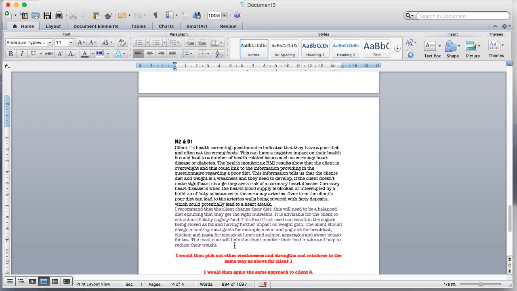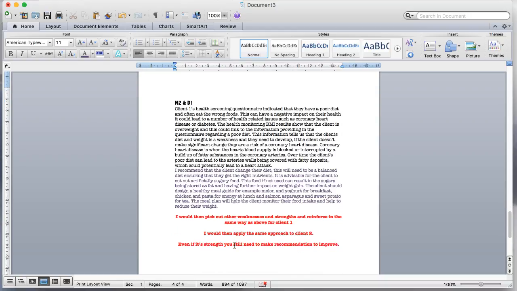Okay, I've only done one there for client 1, and I'd expect you to do sort of 4 to 5 per client. So I've done 1 for client 1, I need to do an additional 4, and then I also need to do it for client 2. Okay, so I would pick out other weaknesses and strengths to reinforce in the same way as I've done for client 1 above there. So again, you need to do 4 more for client 1. And also, you can mention strengths.